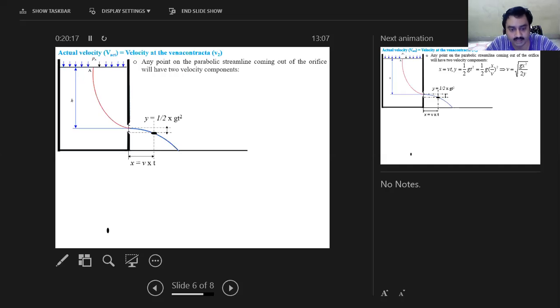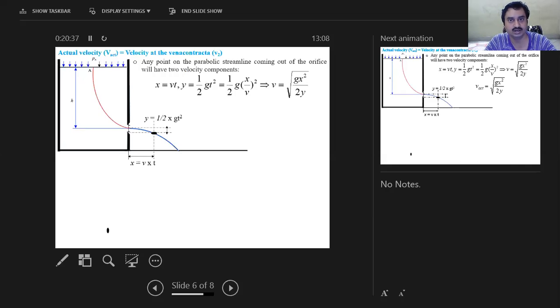So at any point, there will be two components of velocity. One is the rectilinear component, one is the vertical component. So that I've shown, x is equal to vt and y is equal to half gt square. If I represent that and try to find out the expression for the velocity, then this v will be coming to be g square by 2y.